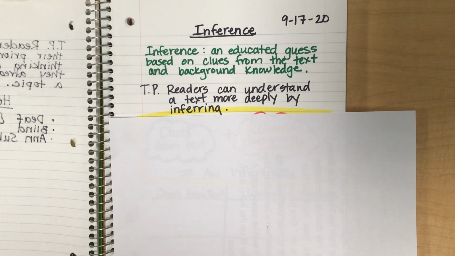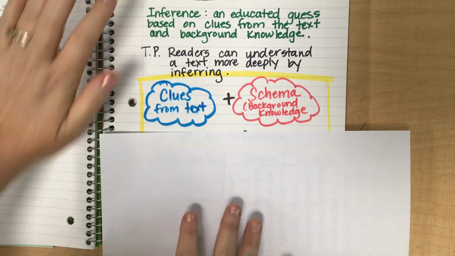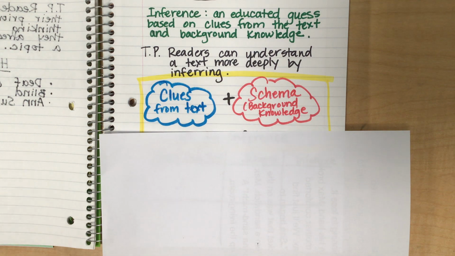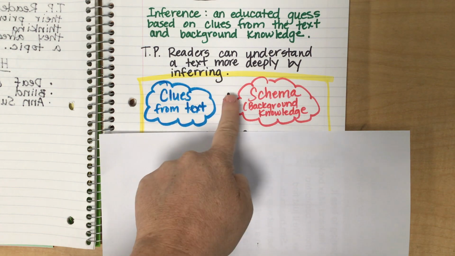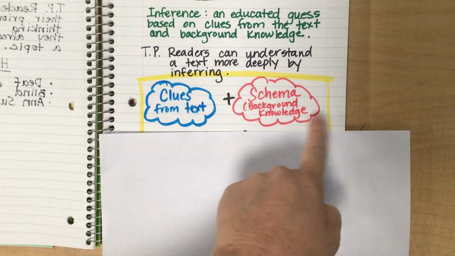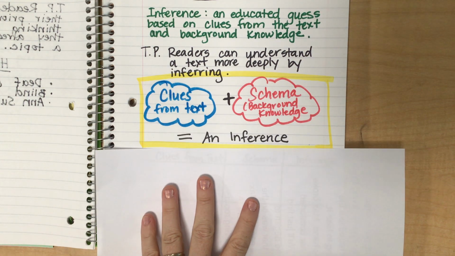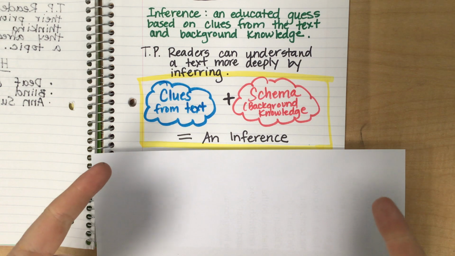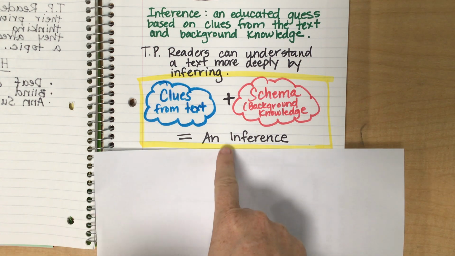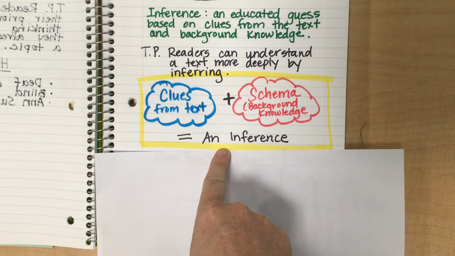So an inference is, and you can get some markers to draw this part, but save room on your paper. If you run out of room, you can turn to the next page. We're going to use clues from the text plus our schema. Remember, our schema is just our background knowledge, what we already know about that topic, equals an inference. So we're using an addition problem in reading today. Clues plus our schema, bring them together to make an inference, which is an educated guess. We're going to try this work together.